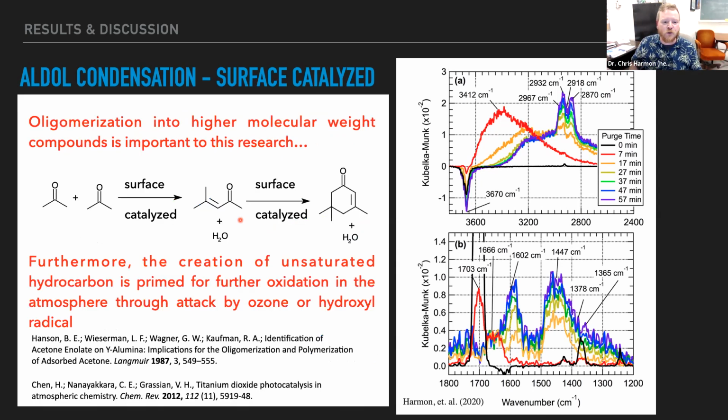And if we were subscribing to the classic textbook chemistry, right, then perhaps our mesityl oxide could go on to become isophorone. But what's important to note here is I'm not particularly interested in trying to find mesityl oxide or isophorone out in the real environment. But what I am interested in is the creation of these higher molecular weight compounds that are going to form this layer around the surface, okay?